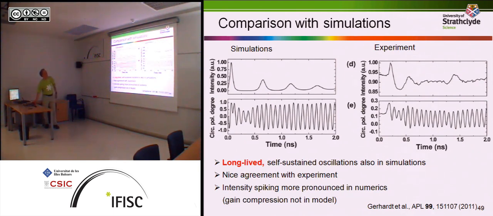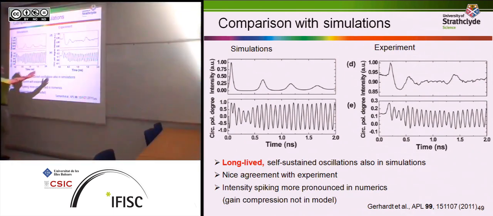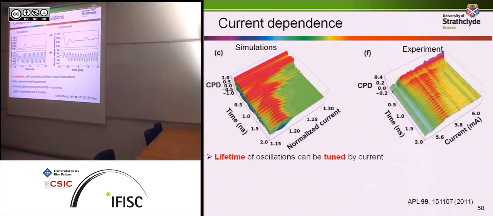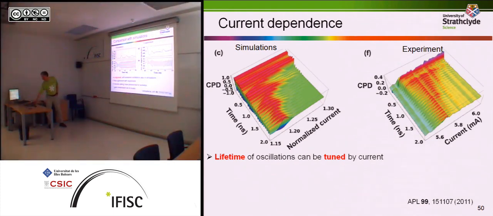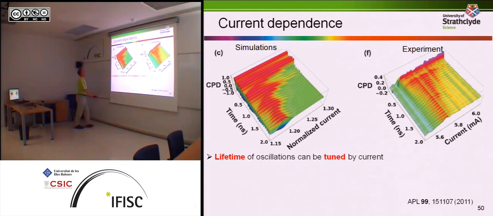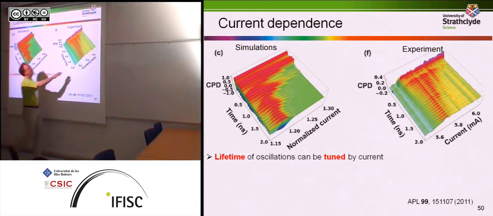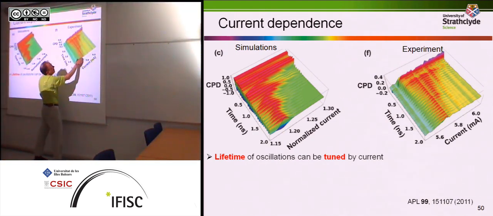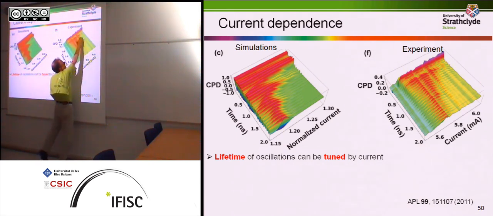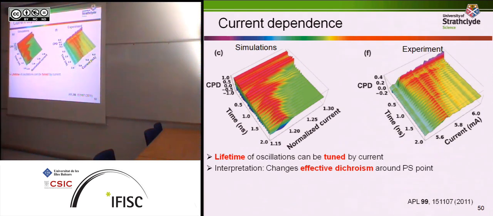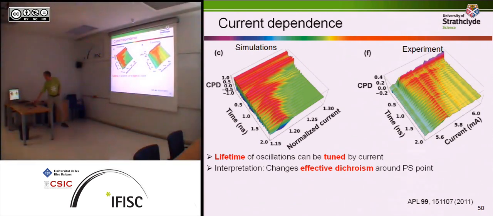And you can compare the experiment with simulations based on the spin flip model. We find very nice agreement. And the lifetime of these oscillations can be tuned by current. So this is the simulation, this is the experiment here. They live very long very close to the polarization switching point. If you go away, you see that continuously they die out further.